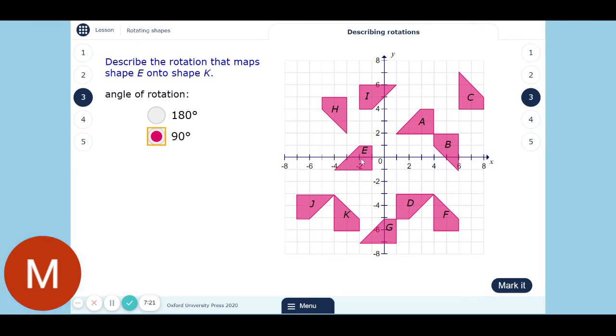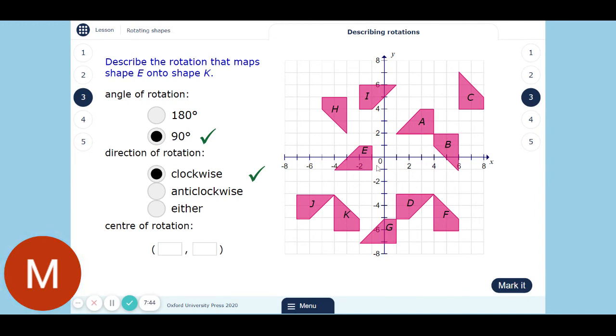It's not facing the same way. You can tell it's just been turned on its side rather than completely upside down. So that makes it 90 degrees. Now, when you're doing 90 degrees, it matters what direction. Think about what way you'd have to turn it. If I'm moving the mouse around this way, that's how you'd turn it. That's clockwise.